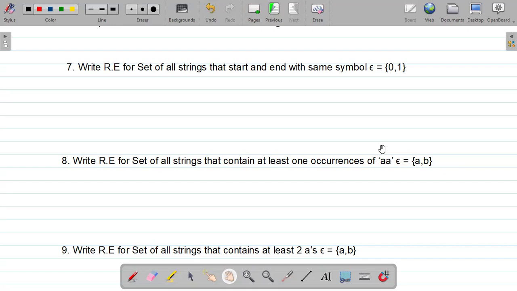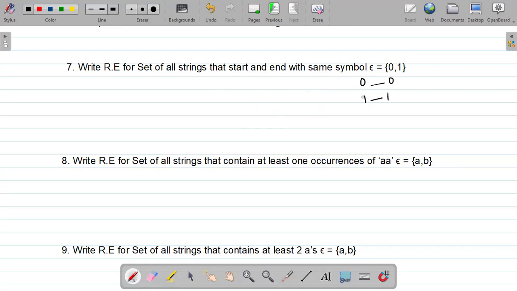So we will continue with the regular expressions. Write a regular expression for the set of all strings that start and end with the same symbol. Earlier we were having different symbols. Here we are starting and ending with the same symbol. Like if it is starting with 0, it will end with 0. If it is starting with 1, it will end with 1.